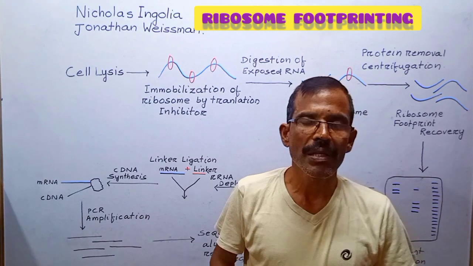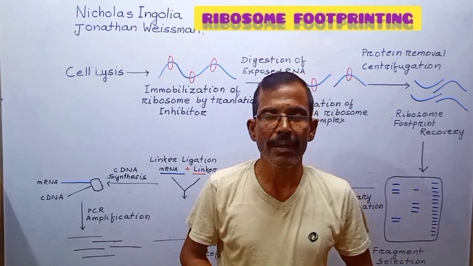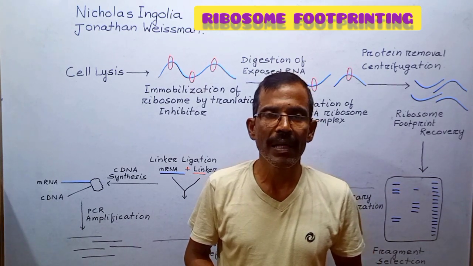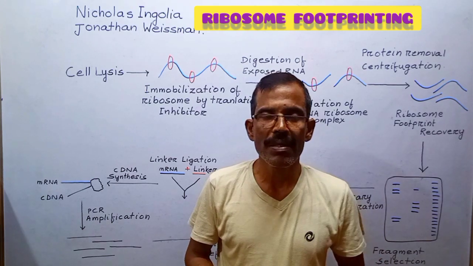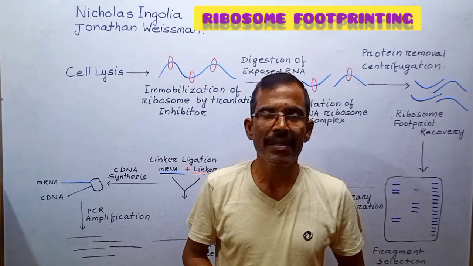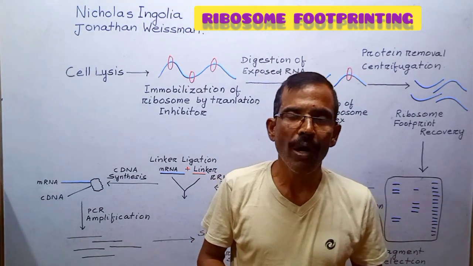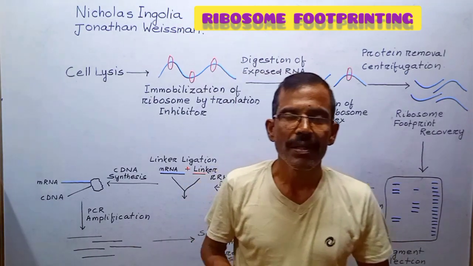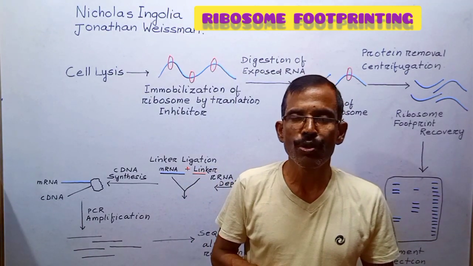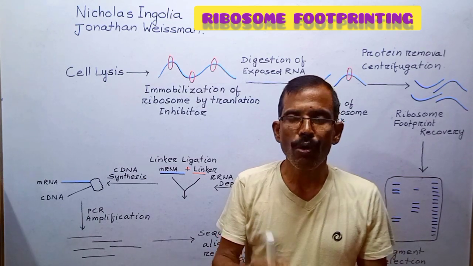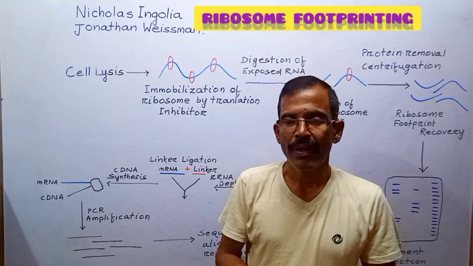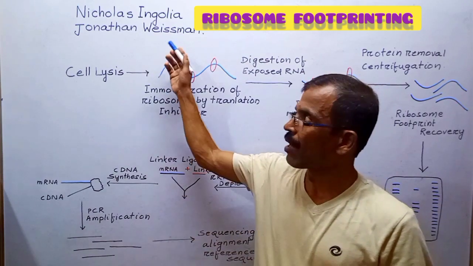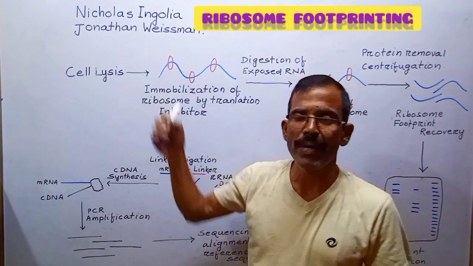Friends, today we shall discuss ribosome footprinting. Ribosome footprinting, also known as ribosome profiling, is a technique which can measure ribosomal abundance and translation at a genome-wide level. This technique is very precise in delineating the translating regions of the genome, thereby revealing the full coding potential of the cell. The technique of ribosome footprinting was developed by Nicholas Ingolia and Jonathan Weissman.